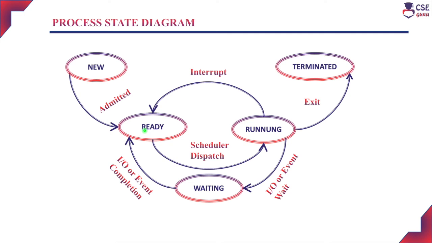And from the ready state, when the CPU is free, the dispatcher will assign one of the processes to the running state. Once the process completes the total execution, the process will switch from the running state to the terminated state. So here the process will exit the CPU. So this represents the process state diagram. In the process life cycle, the process will switch from one state to another according to the requirement of the process to complete its execution.